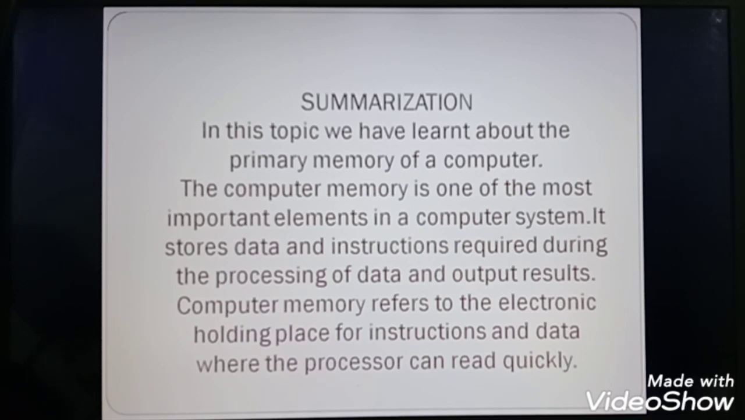So what have we learned? In this topic, we have learned about primary memory of a computer. The computer memory is one of the most important elements in a computer system, as you all know. It stores data and instructions. Instructions means what we human beings give, because the computer totally depends on us. They are required during the processing of data and output of results. Computer memory refers to the electronic holding place for instructions, since the computer always waits for our instructions, and data where the processor can read quickly. So these are the things we have learned today.